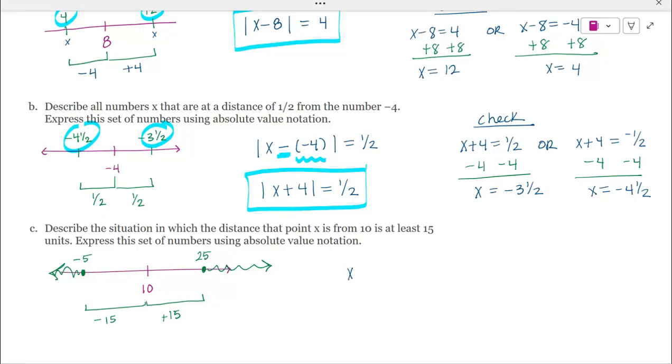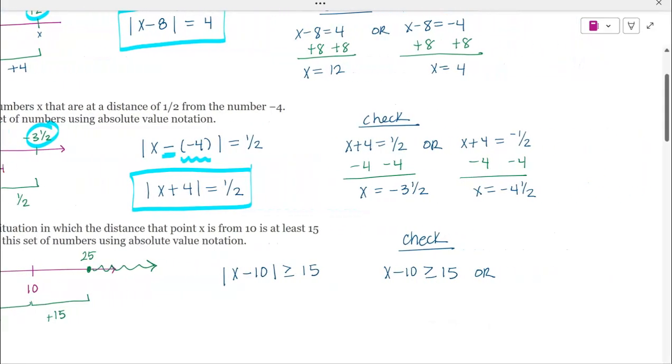The distance between x and 10, at least, that means I want it to be greater than or equal to 15. Let's check our answer to see if this works. x minus 10 is greater than or equal to 15, or x minus 10 is less than or equal to negative 15.